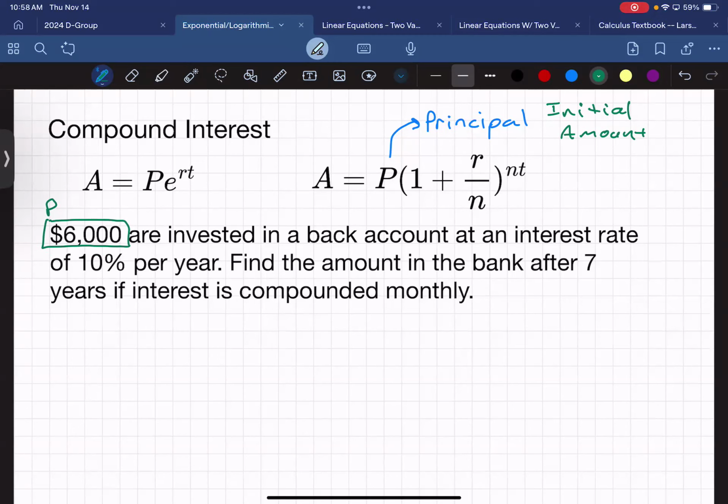What's another letter they both have in common? T. They both have T, they both have R, they both have A. If P is the principal amount, what do you think A stands for? What is the formula going to do for us? For the question, how much is in the account after 7 years? So the way we'll consider that is the accumulated amount.